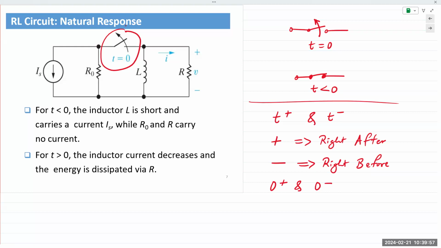I will explain. But is everybody clear with the concept of 0 plus and 0 minus? Okay. And it's important because we need to establish what the maximum value of that stored energy is, either in that inductor or capacitor. And that's why.